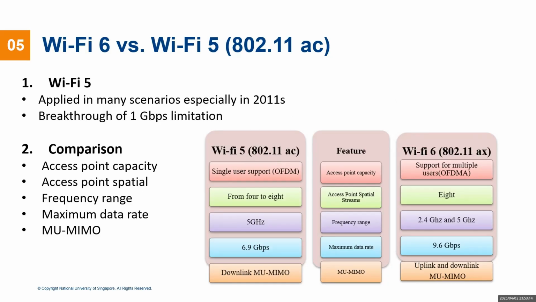Wi-Fi 6 also introduced a series of brand new standards. According to a paper published in 2023, the core differences between Wi-Fi 6 and 5 can be summarized in 5 aspects: AP capacity, AP spatial, frequency range, maximum data rate, and multi-user MIMO technology.